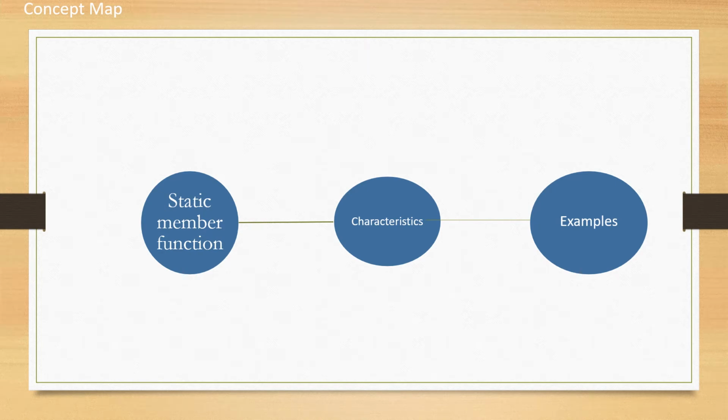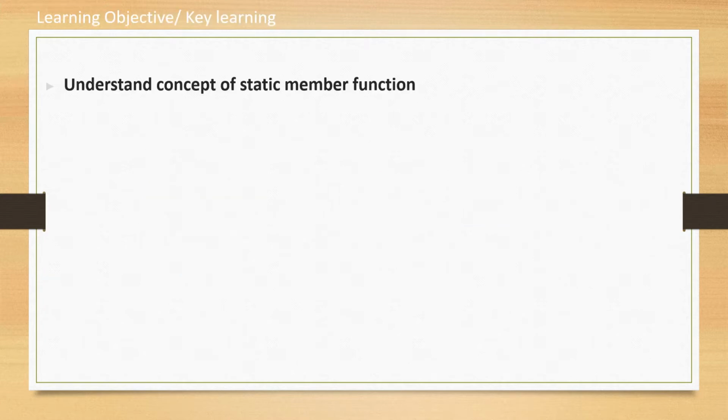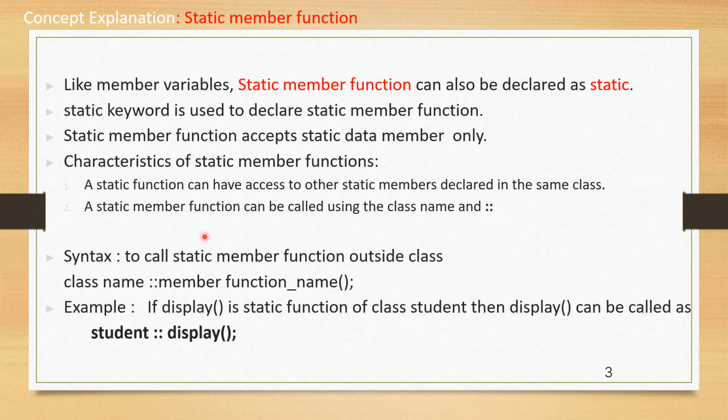So the concept map for you: static member function, then characteristics, and then example. The objective is that you should understand the concept of static member function with example. So the concept is static member function.